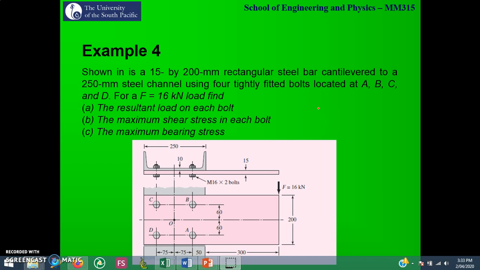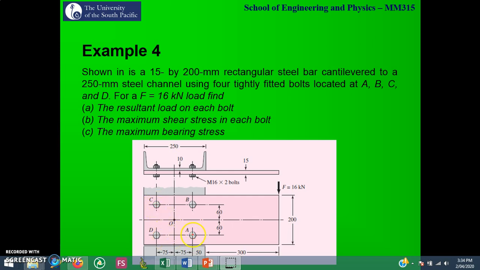Let's look at example 4. Shown in the figure, you have a rectangular steel bar that is connected to a C channel. What happens is a force of 16 kilonewton is acting, and we've got our 4 bolts A, B, C and D. So whenever you're given this type of problem, the first thing that we need to do is see where our centroid is.